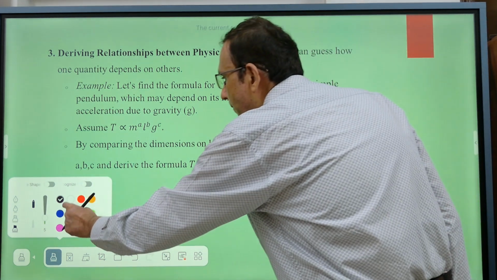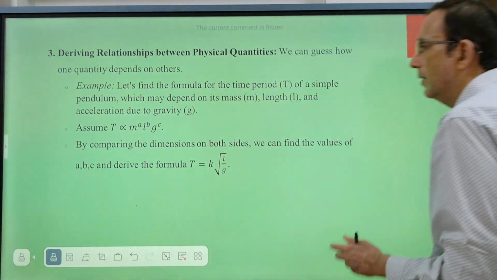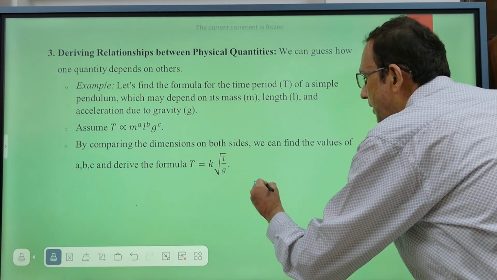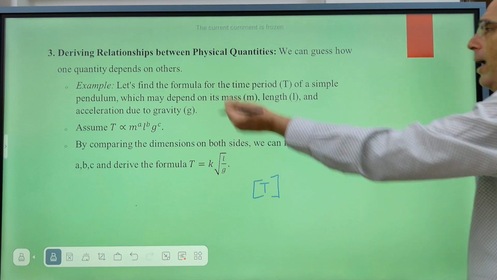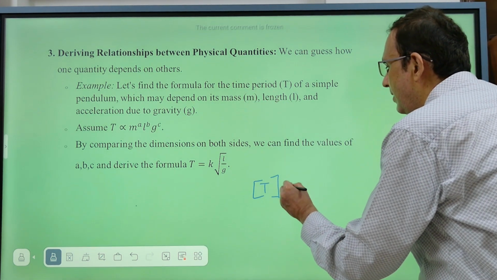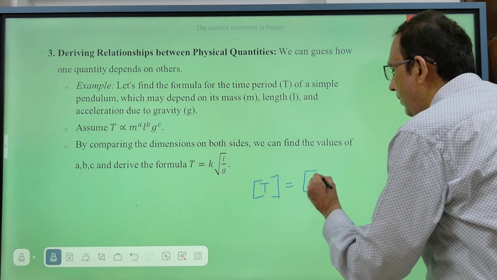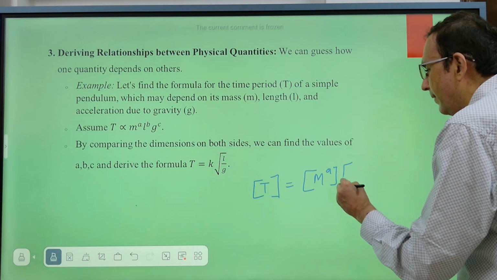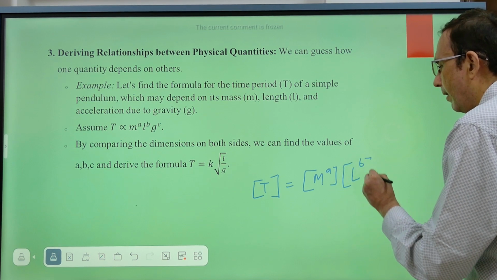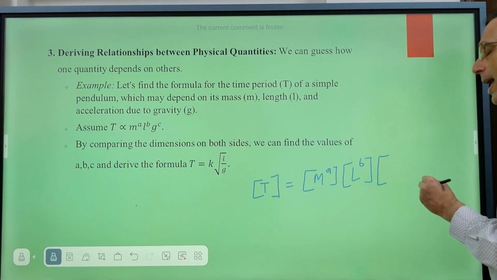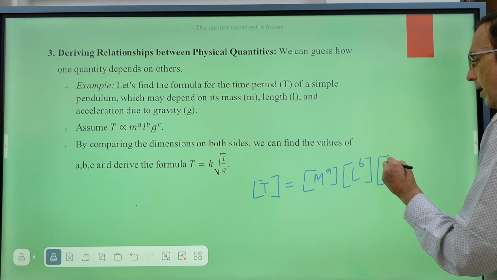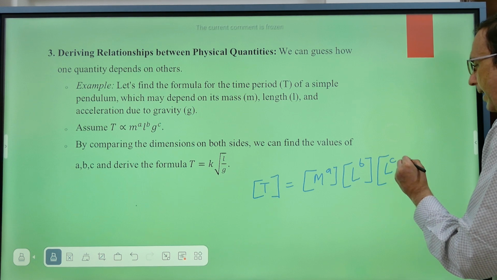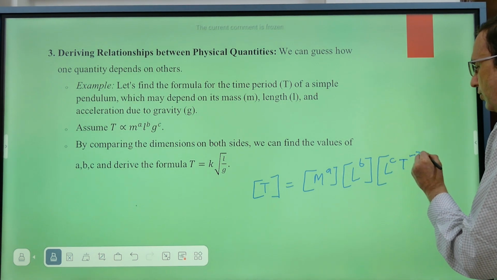So what you have here, you write the dimensional formula of time, that is T here, and then you write the dimensional formula of mass. So this is equal to M raised to power a. Then you have the dimensional formula of length, which is L raised to power b. And then you have the dimensional formula of the acceleration due to gravity, which is distance by time square. So it is L raised to power c and time raised to power minus 2c.